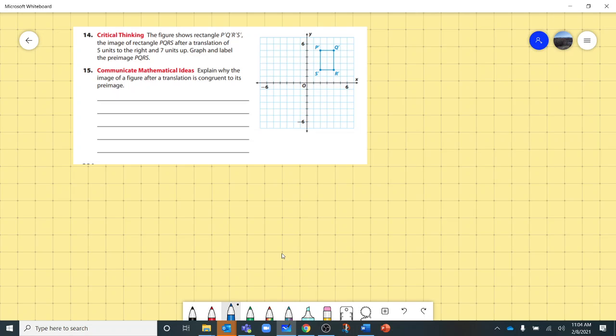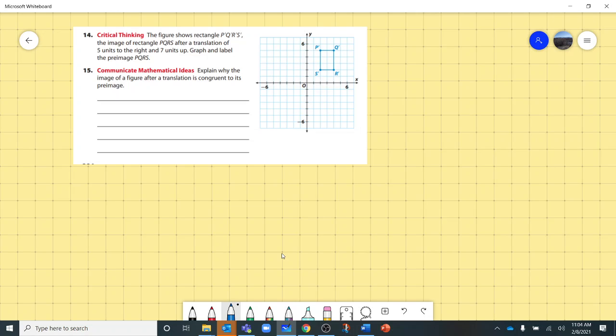Those are all prime, meaning that it is the image of the rectangle PQRS, which is our pre-image. Our pre-image is not on here. This is after a translation of 5 units to the right and 7 units up. So graph and label the pre-image PQRS. So where was our original figure? That's what we want to figure out.